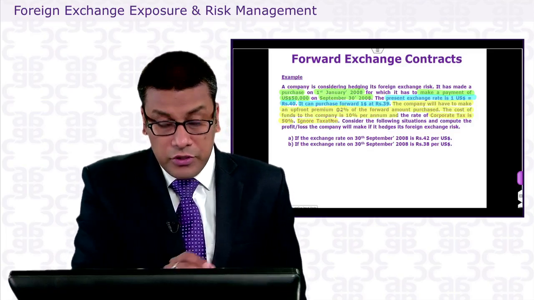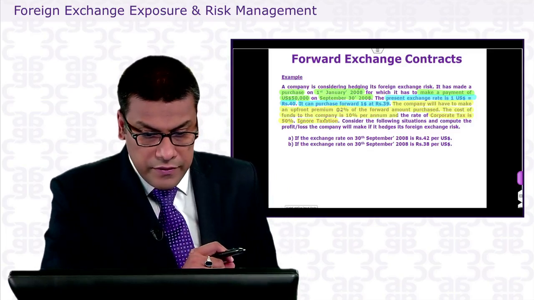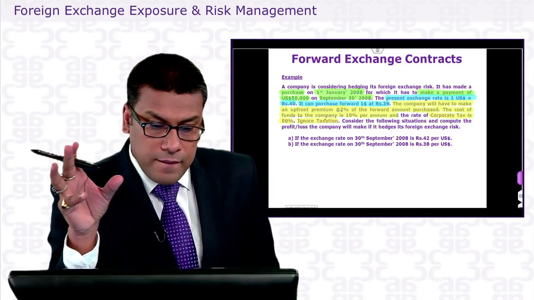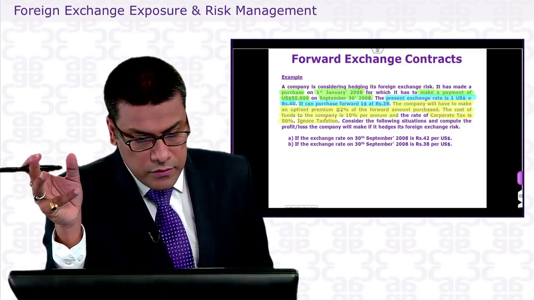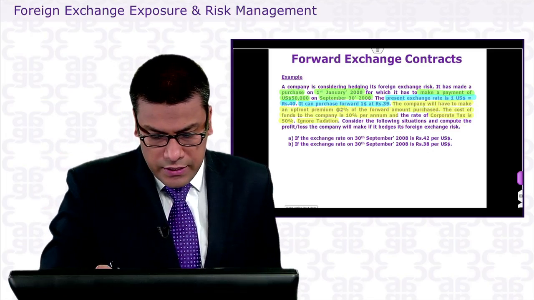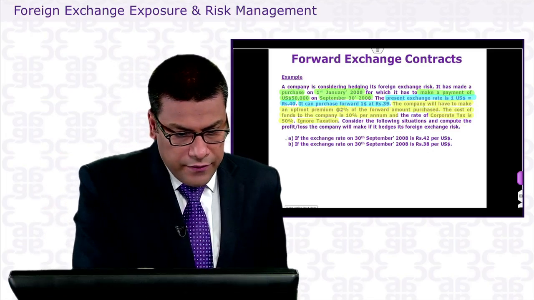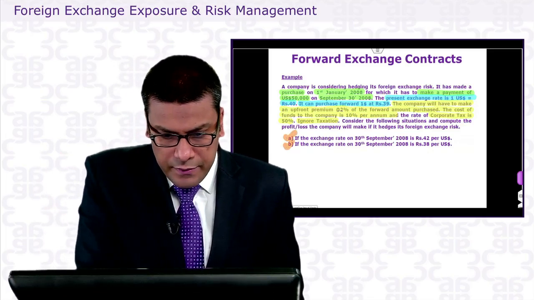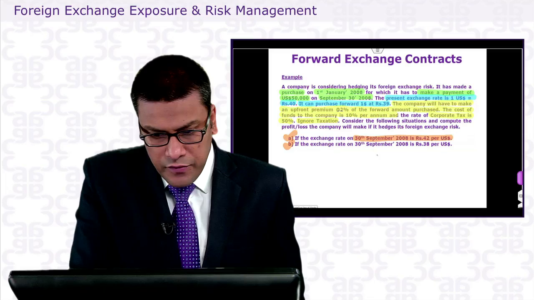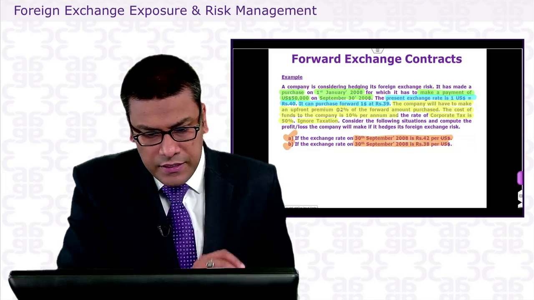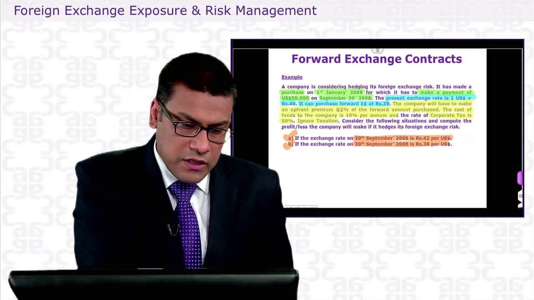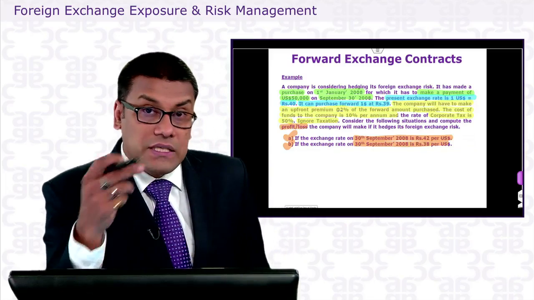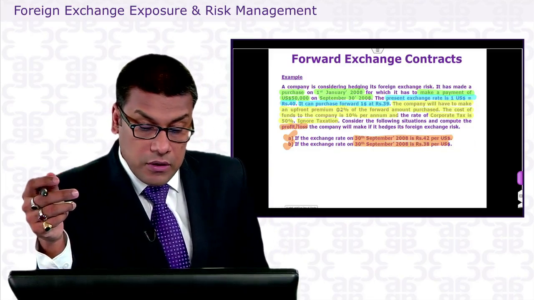You have also been asked to ignore taxation, so that would be irrelevant in that case. So there are two situations given. The situation that has been given is you have A and B. When the rates were different, that means on 30th of September the rate becomes 42 and if it becomes 38, then what is the gain or loss, profit or loss that the company could make if it hedges or if it considers no hedging.